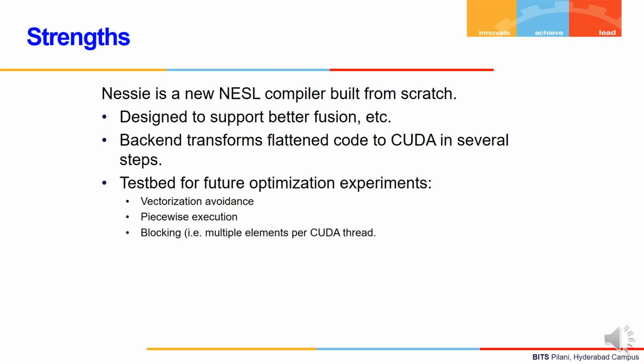Coming to the strengths of the Nessie compiler. Nessie is a new NESL compiler built from scratch. It is designed to support better fusion. The backend transforms flattened code to CUDA in several steps, and it is a test bed for future optimization experiments in vectorization avoidance, piecewise execution, and blocking.